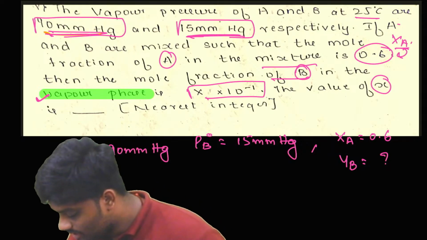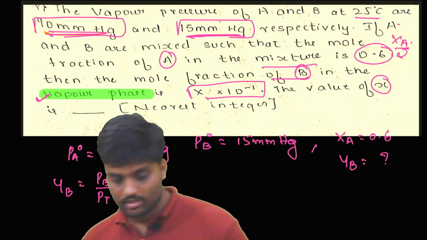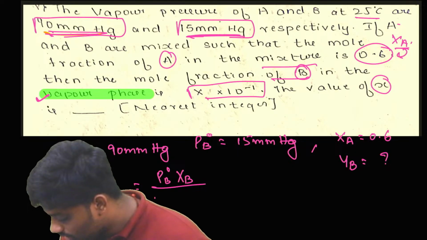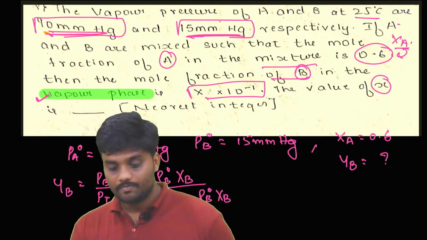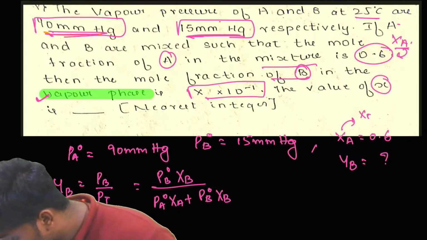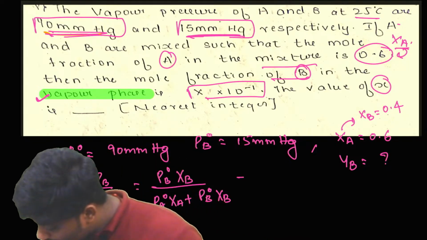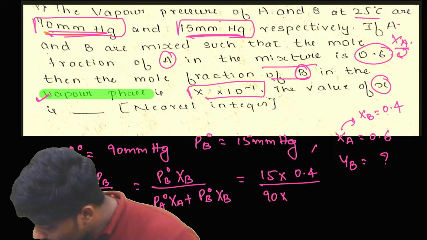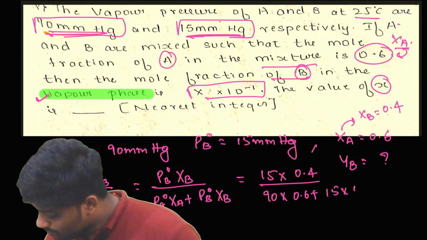Sir, you said we need to find YB. To find YB, I know it is PB upon the total. PB is PB naught psi B upon PA naught psi A plus PB naught psi B. Here psi A is given as 0.6, so indirectly psi B is 0.4. So PB naught is 15, psi B is 0.4, divided by PA naught 90, psi A 0.6, plus PB naught 15, psi B 0.4.